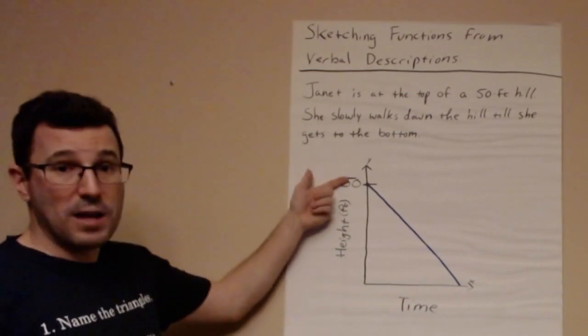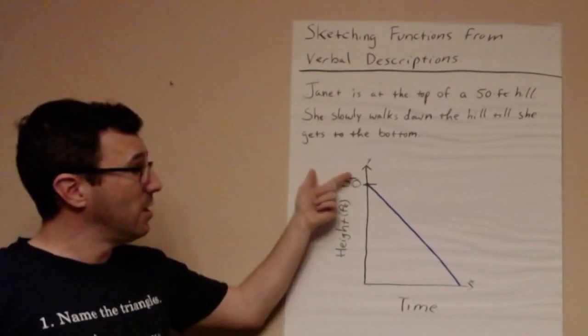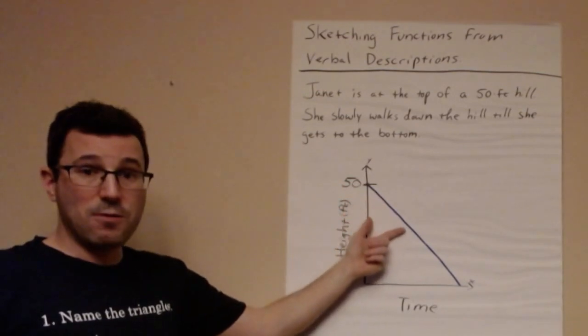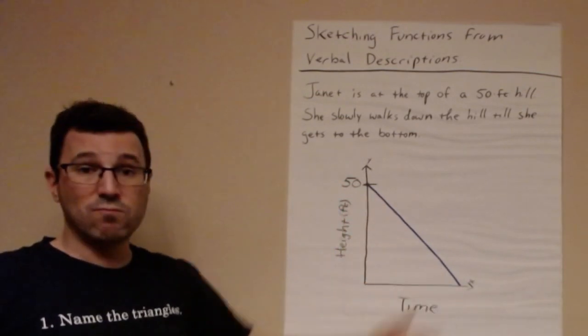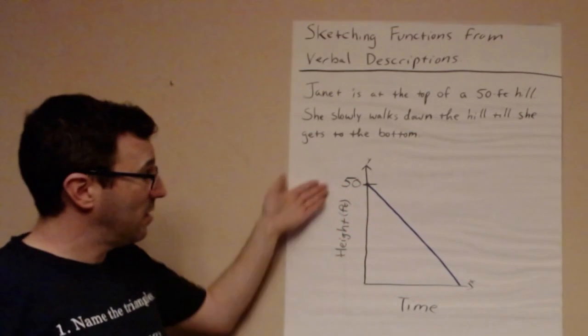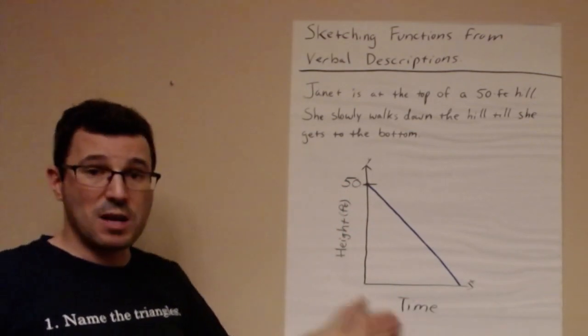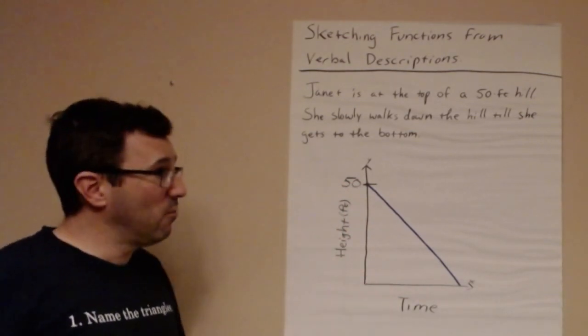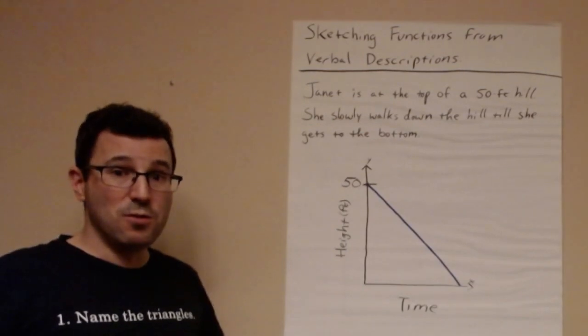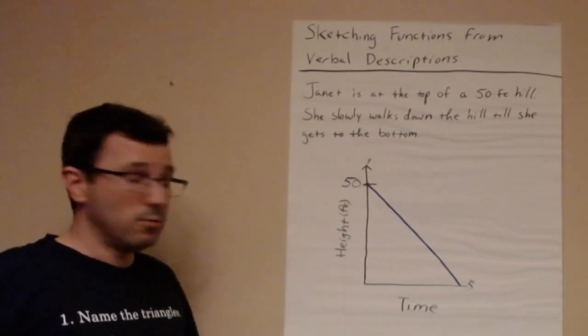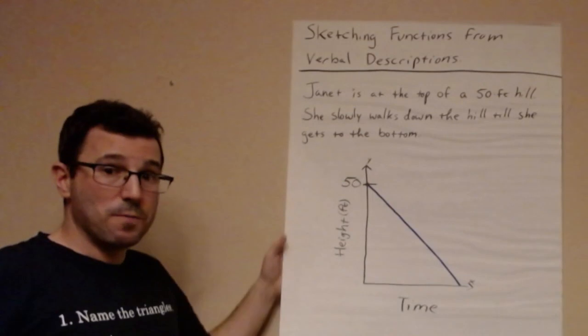Janet started at the top of a 50-foot hill and then she slowly walked down it till she got to the bottom. That's it. Here's her height. Here's the amount of time. We really don't have much else we can do.